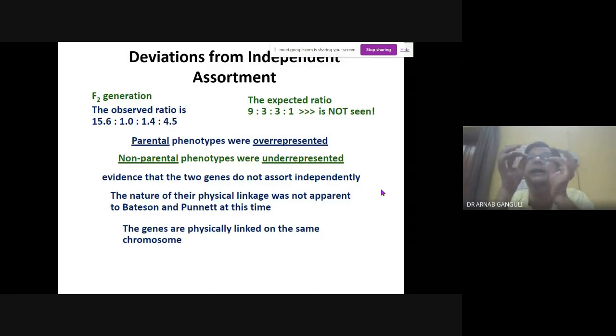In a rubber band or in a thread, if you have two lines, when they are crossed with another rubber band, there is a chance that these two characters go together. They are not independently assorted.